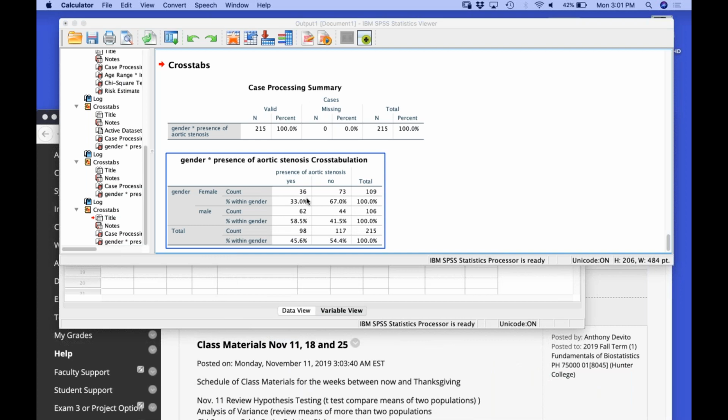What does that tell you about the relationship for aortic stenosis, the risk of aortic stenosis in males and females? 0.56. What does that tell you about that? That number, what is that number? Is it bigger than 1 or less than 1?